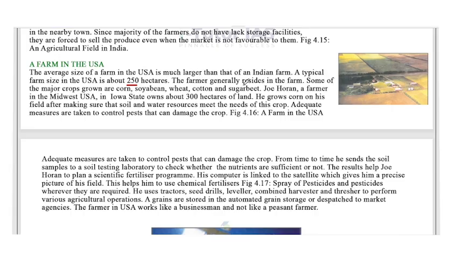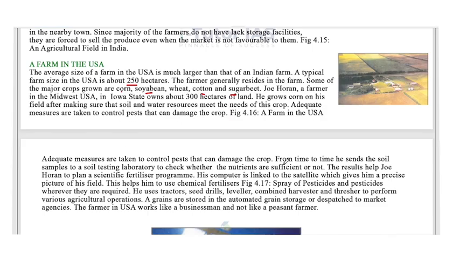The farmer generally resides on the farm. Some of the major crops grown are corn, soybean, wheat, cotton and sugar beet. Joy Horan, a farmer in the Midwest USA in Iowa State, owned about 300 hectares of land. He grows corn on his field after making sure that the soil and water resources meet the needs of the crop. Adequate measures are taken to control the pests that can damage the crop.